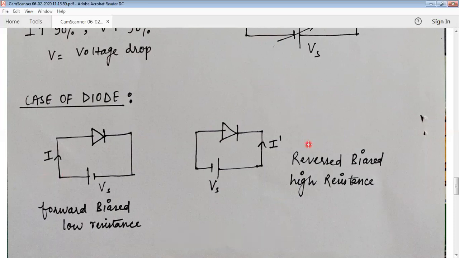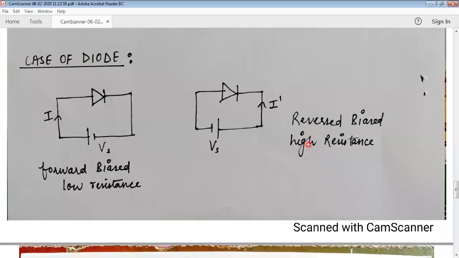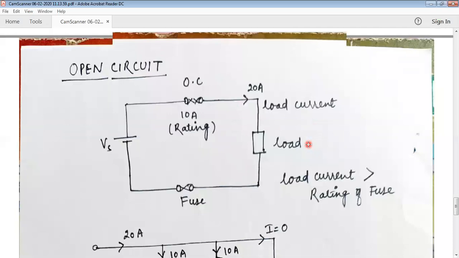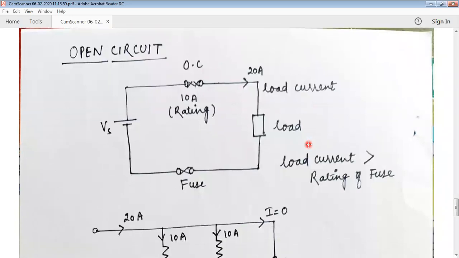Now let's see some more concepts about the resistance only, that is the open circuit and the short circuit concept. So let's see the first, the open circuit concept. For example, one circuit I have taken here. In that circuit, one fuse I have connected. The rating of that fuse is 10 ampere. One battery I have connected.